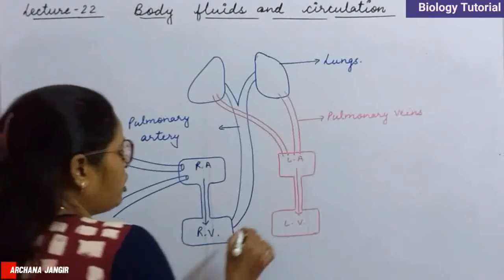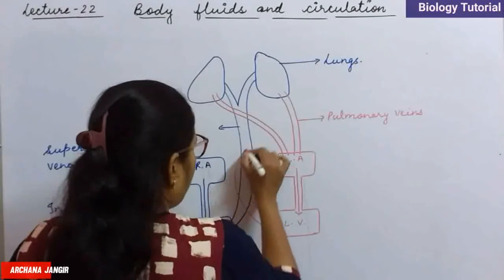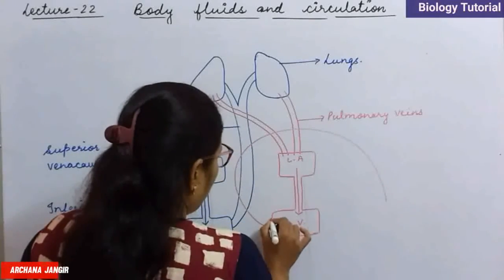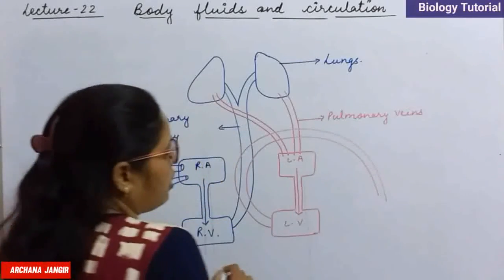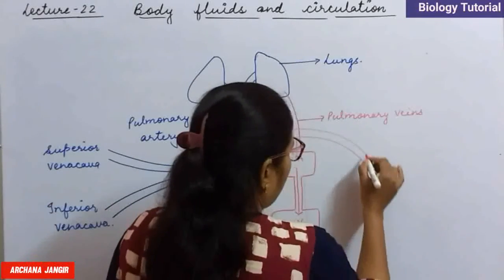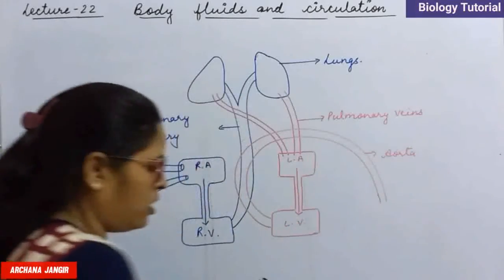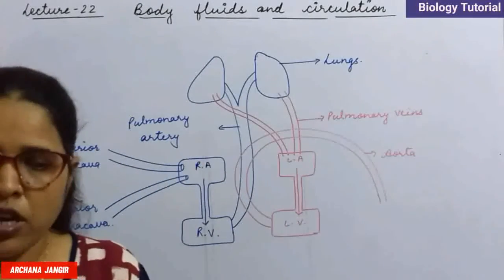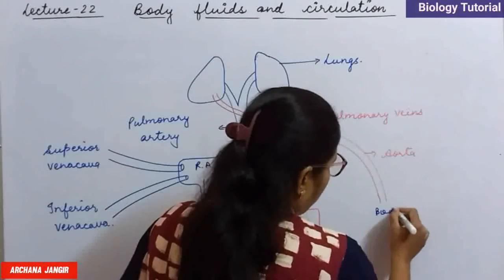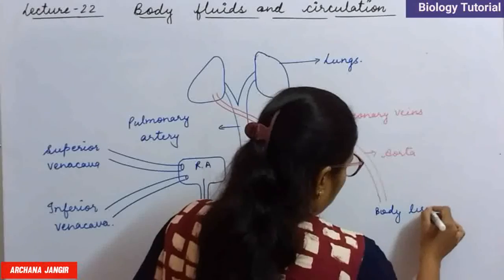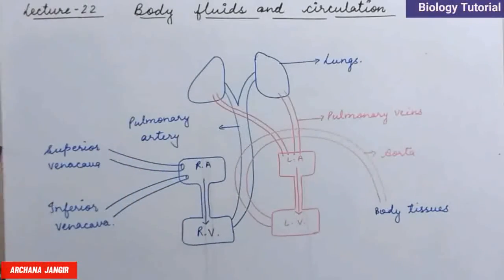Now from the left auricle the oxygenated blood comes into the left ventricle, and from the left ventricle it goes into the body tissues through the aorta. So from here it goes into the body tissues from the aorta. So this is the aorta and the blood reaches the body tissues. Here are the body tissues. Clear?